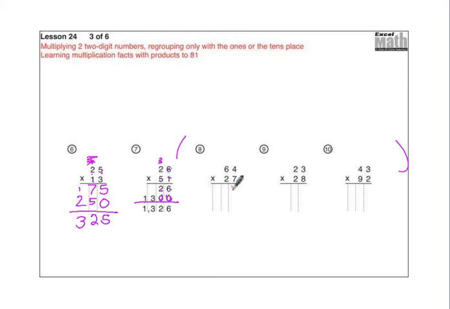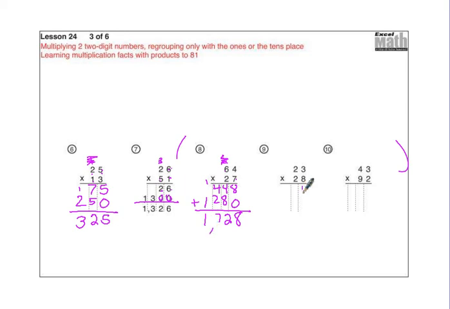Here we go. 4 times 7, 28. Carry the 2. 6 times 7 is 42, plus 2 is 44. 0 placeholder. Scribble out the old carry. 4 times 2 is 8. 6 times 2 is 12. Add together our two partial products, 12, 7, and 1. So the answer is 1,728.